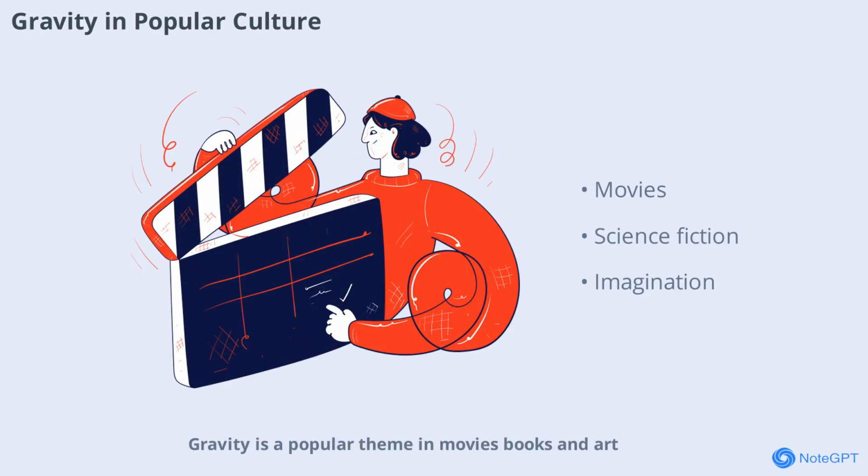Gravity is a popular theme in movies, books, and art. Films like Gravity and Interstellar explore its effects in dramatic ways, while science fiction imagines new possibilities for manipulating gravity. Popular culture helps bring scientific concepts to a wider audience, sparking interest and imagination about the universe.